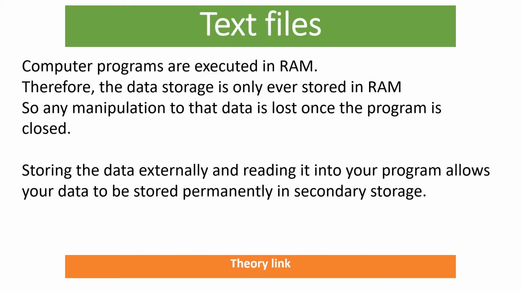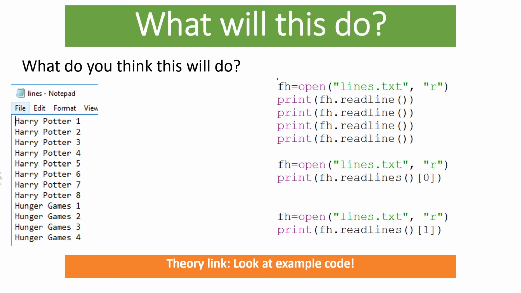Now, as we've said, computer programs are executed in RAM. So whenever we open those programs, the data is only stored in RAM. The other problem we've got with Python programs is that when we close the program, that data is lost. It's gone. RAM is volatile. So we're going to have to think about how we can store data externally and read it into our programs. We can do this using text files.